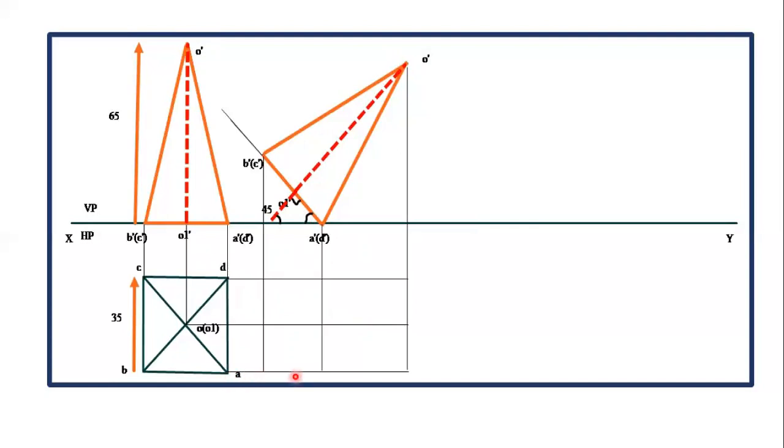So A dash with A will be the point A. Then B with B dash is B. C with C dash is C. D with D dash will be D. O with O dash is O. And O1 with O1 dash is O1. So project O1 also. So the intersection of O1 dash with O1 is O1.